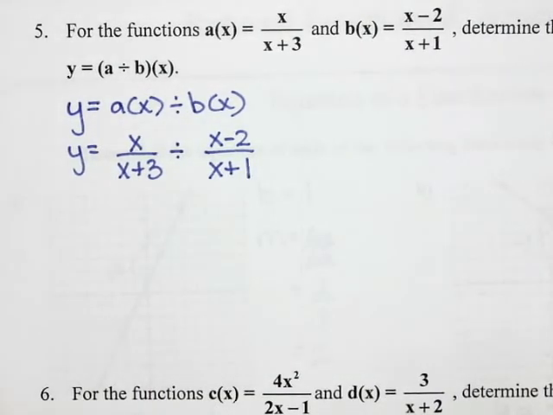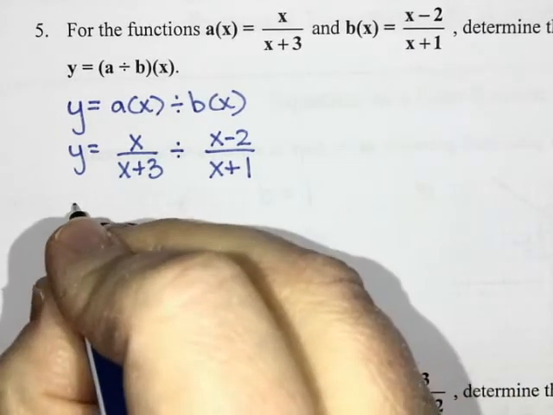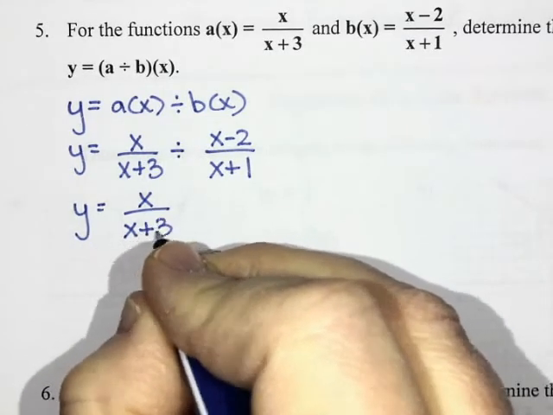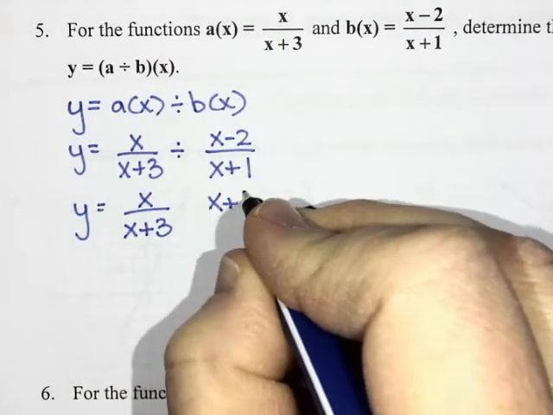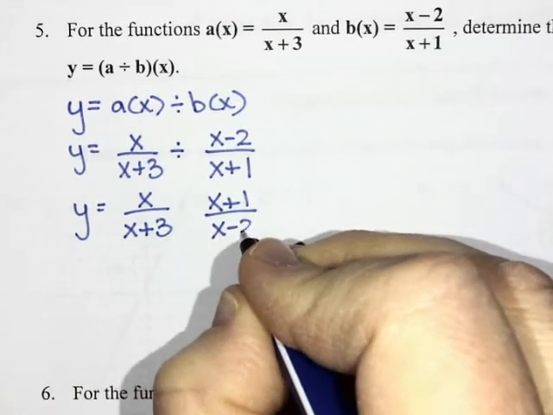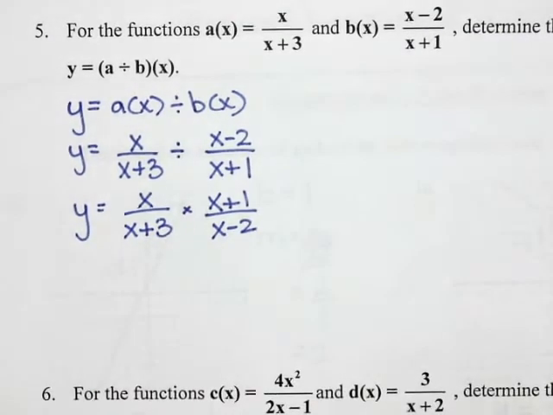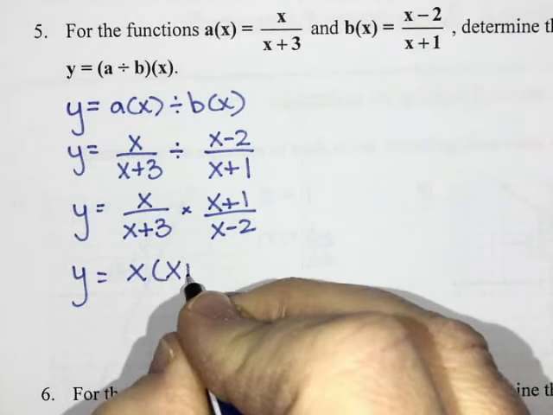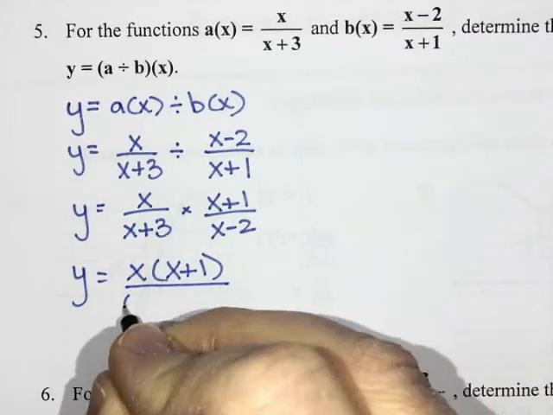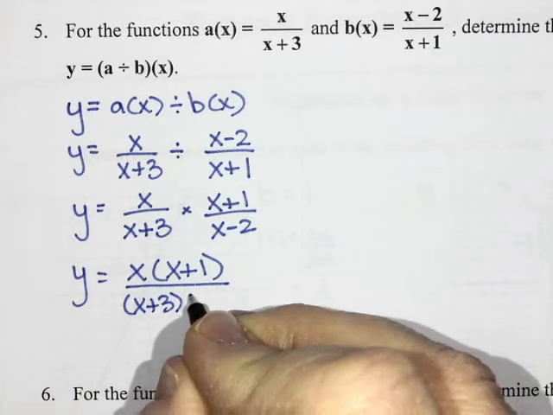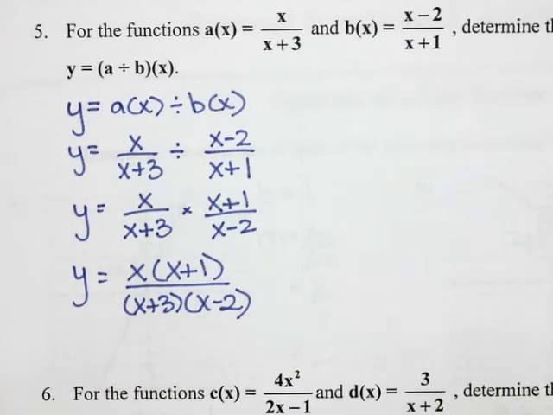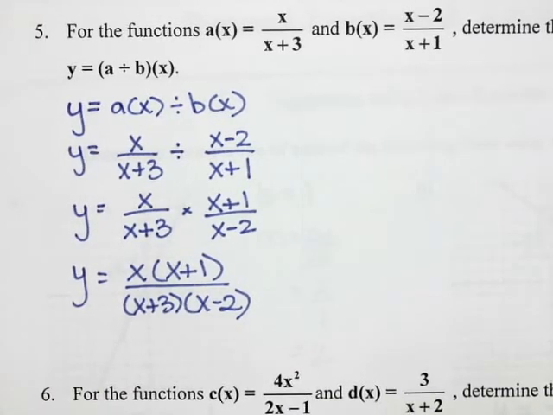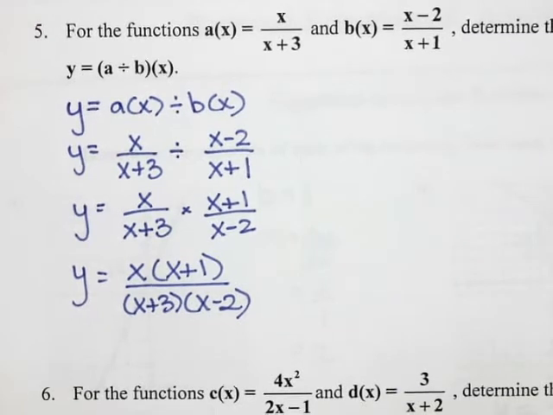Now, when you are dividing with fractions, we multiply by the reciprocal. So I leave the first fraction alone, and then I flip the second fraction over and change the question to multiplication. Okay, so this is going to give me x times x plus 1 divided by x plus 3 times x minus 2. Okay, is there anything there that reduces? Unfortunately not. None of my brackets match.